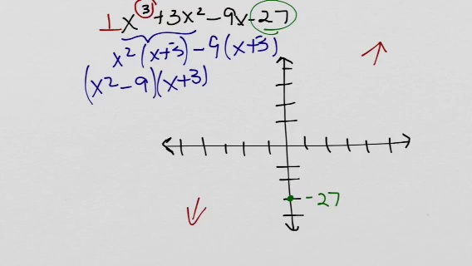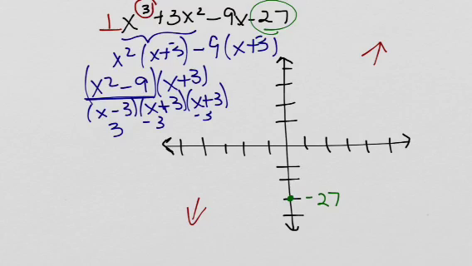Since this is a cubic polynomial, I should have 3 factors. So I can factor this factor further by using difference of squares. That factors down into x minus 3 times x plus 3. This tells me I have a root at 3 and negative 3, so I can place my roots on my graph.